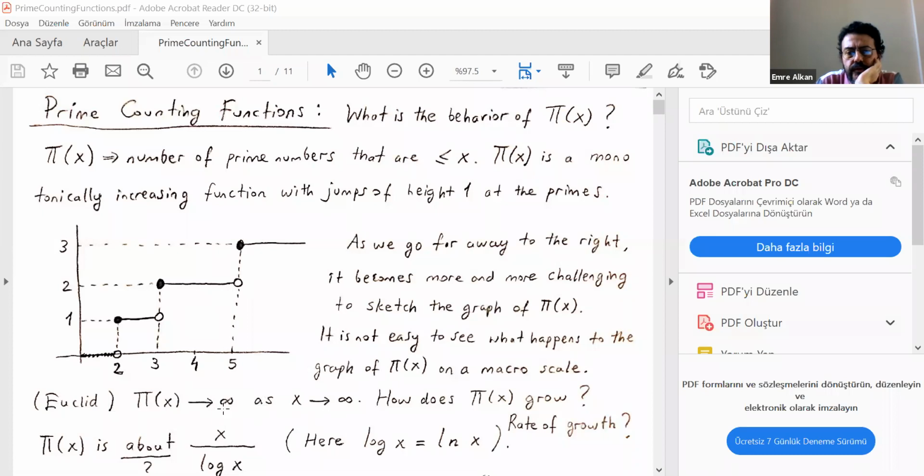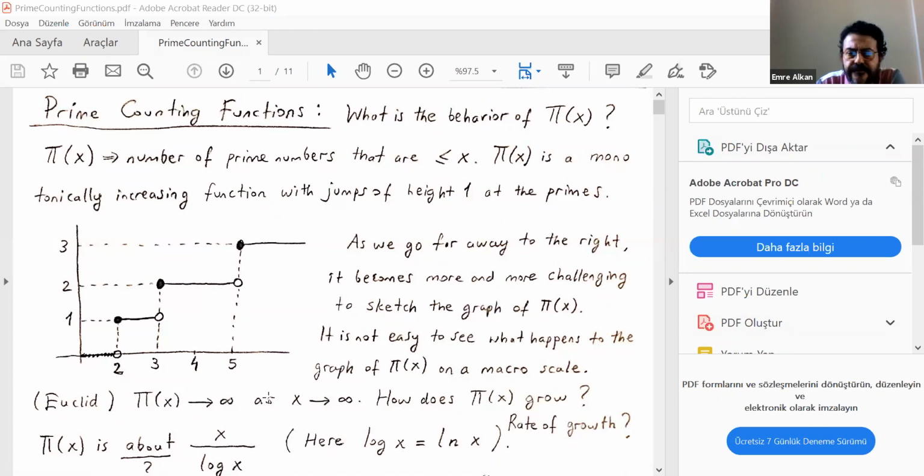Now, once you see Euclid's statement, there are of course many questions that come to mind. So how does pi x grow? I mean, it grows, but how does it grow? What is the rate of growth? Can we compare this with other well-known functions?